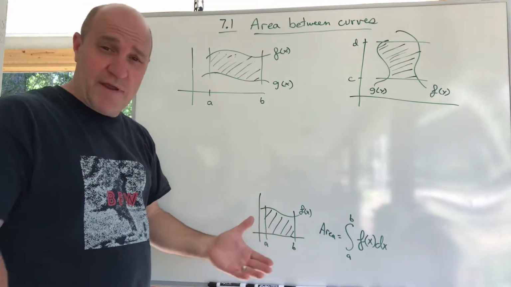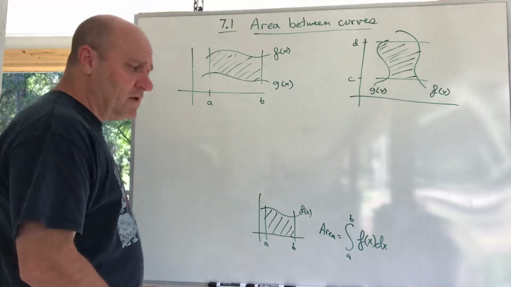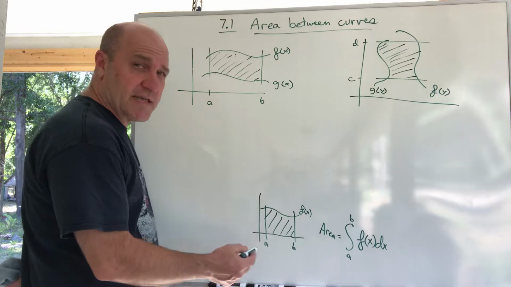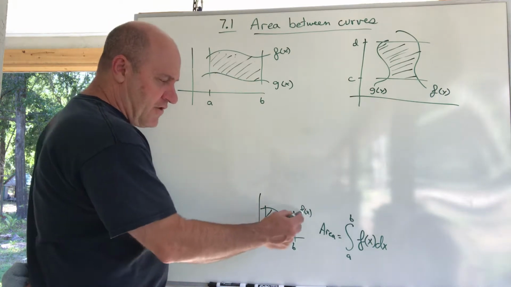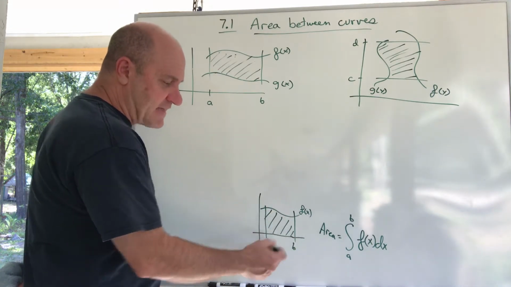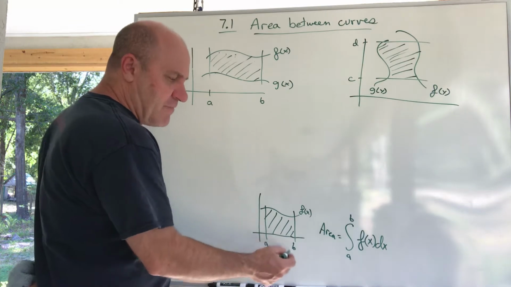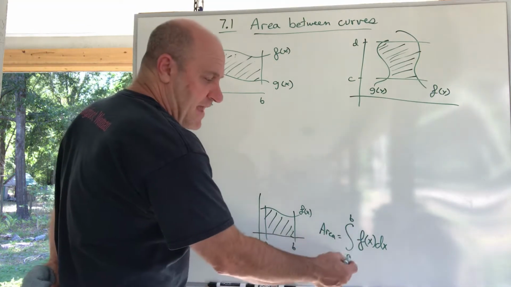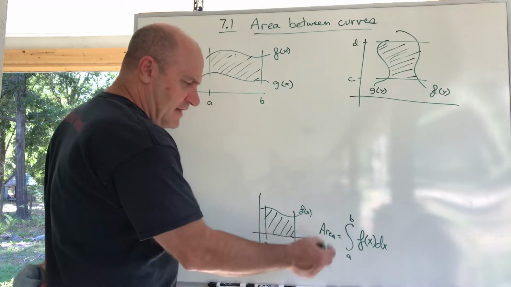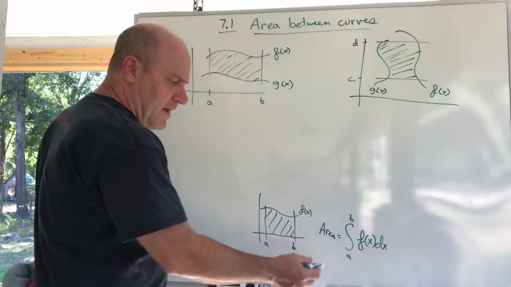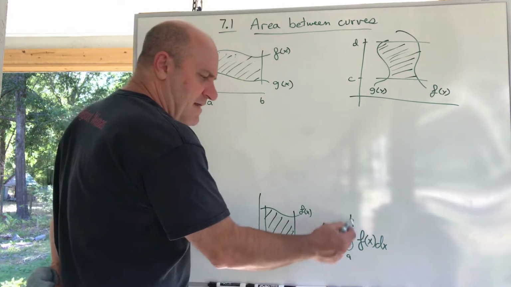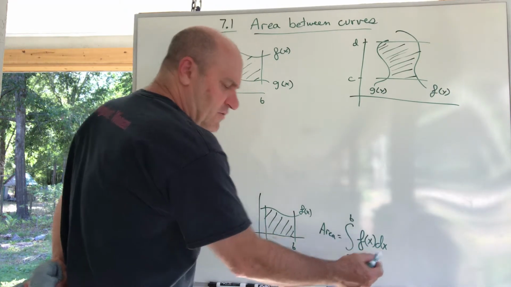we know about area and integration from Cal 1. We learned that you could get the area under a curve, area under f of x down to the x-axis, and you'd go from a to b, and you could do that with a definite integral from a to b, left to right. That's a left bound, right bound, lower bound, upper bound. From a to b, you integrate the function with respect to x.